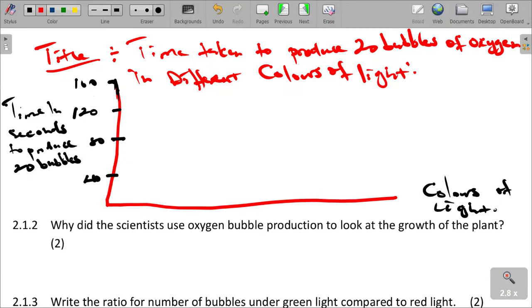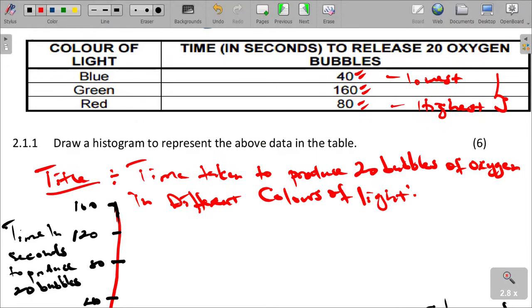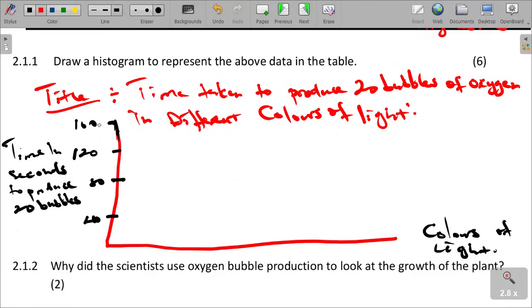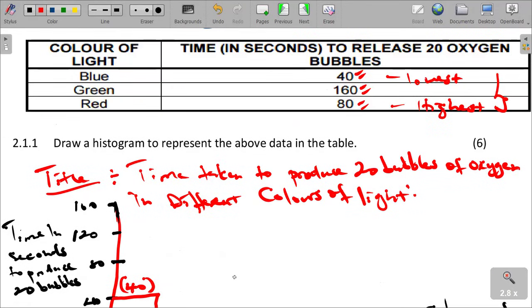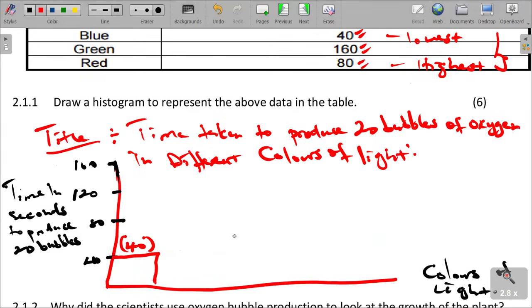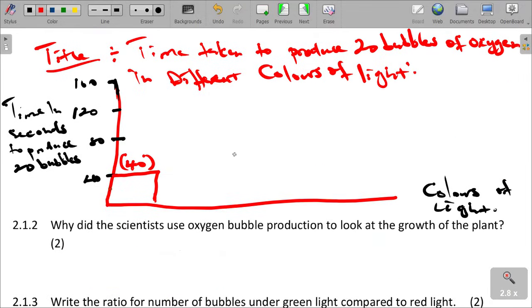So we said that from the set of data, the blue light took 40 seconds. So I can say the blue light took 40 seconds. Therefore, this can be 40. I always want you to understand one thing: you should be able to give the readings on top of the graphs. Each bar must be marked to say what it represents. So we have got 40, and then this is blue. So we have got blue light here.